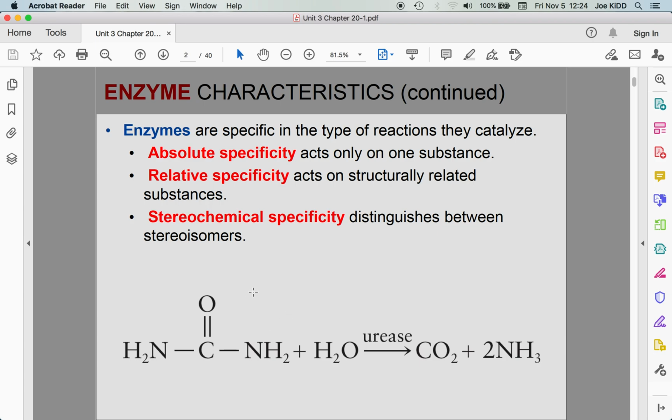So here's an example. Here's urea with some water around. The enzyme urease is the enzyme that acts on the substrate urea to break down urea into two amino groups and some carbon dioxide.